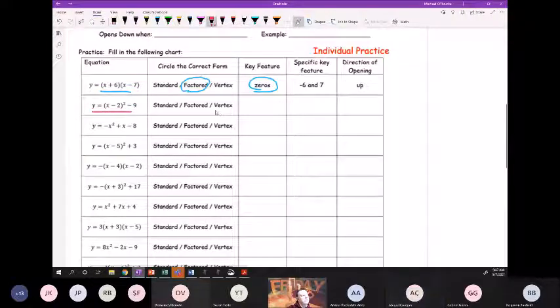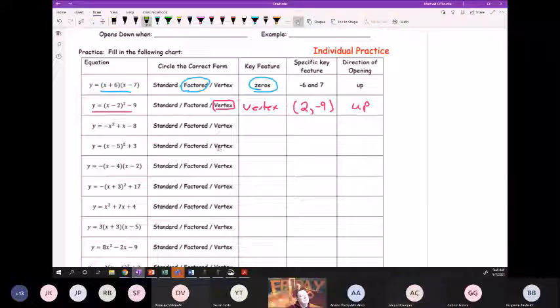Vertex form. What key feature does vertex form give you? The vertex. What's the vertex of this? +2, -9. Good. And is this one opening up or down? Up. Good. Last one. This one here.